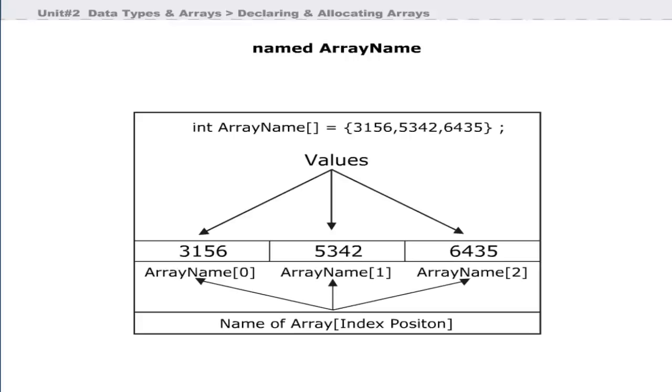Now let us discuss a one-dimensional array named array name. This figure shows an integer array that contains 3 integer values. These are stored at neighboring memory locations. Each element can be accessed by using array name followed by index value in square brackets. For example, the value at index 2 is 6435. This is accessed by name of array followed by 2 enclosed in the square braces.